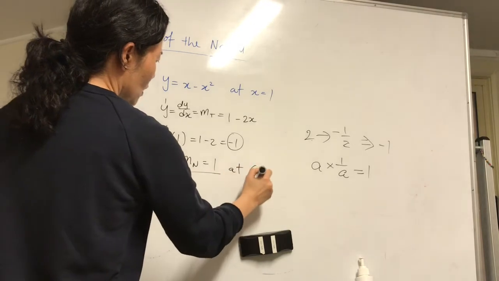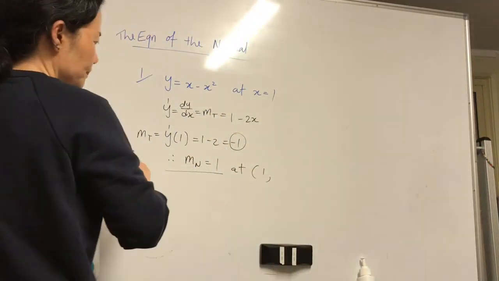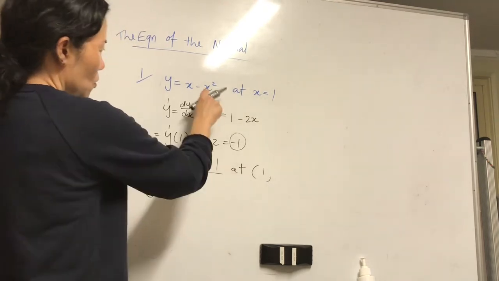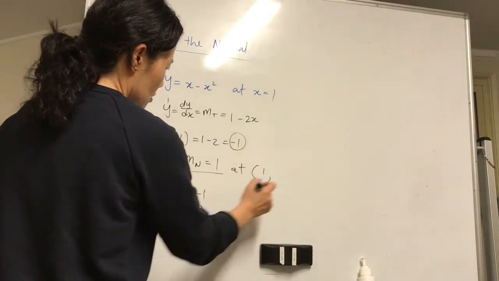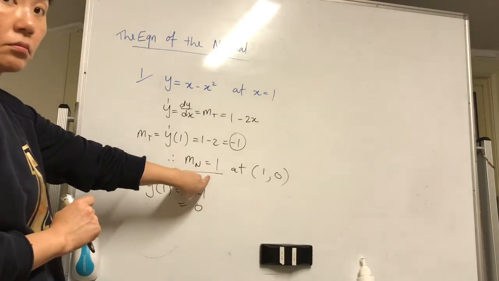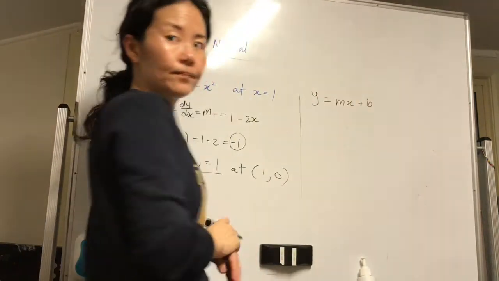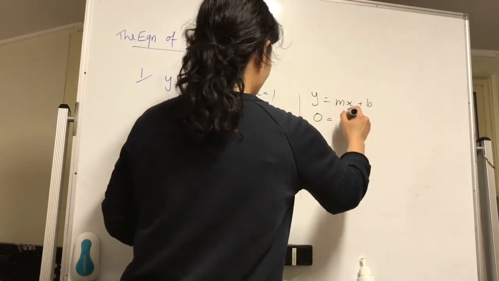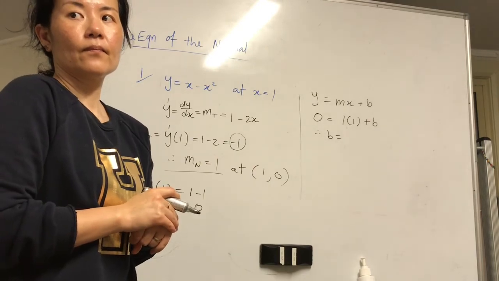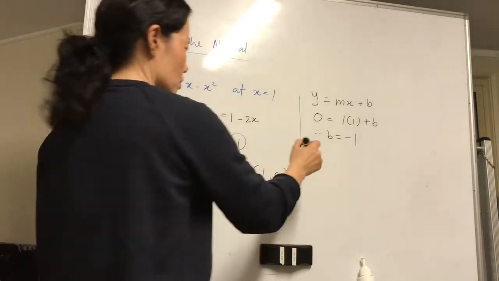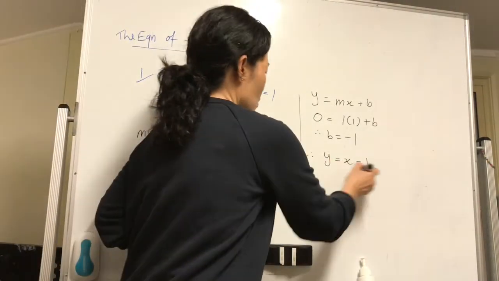So we got that the gradient is 1, and we need to find the y value, don't we? Because we don't want just x, we need a point. When x equals 1, what's the y value going to be? 1 minus 1, which is 0. So you've got the gradient of the normal and the point. Exactly the same concept. I'm going to use y equals mx plus b. So y was 0, m was 1, x is 1, plus b. So what's b? B is negative 1. So what's your equation then? Y equals 1 times x, minus 1. That's your equation of the normal.